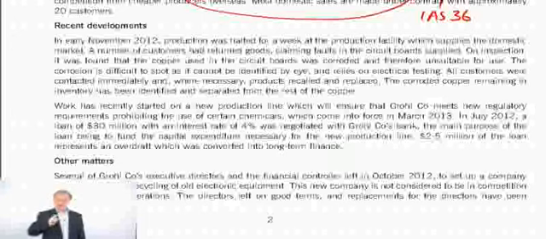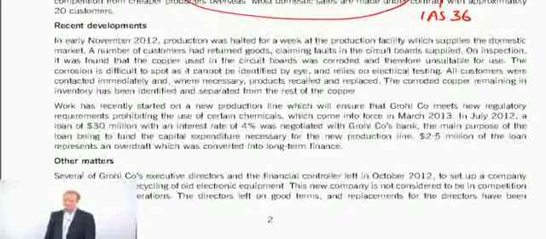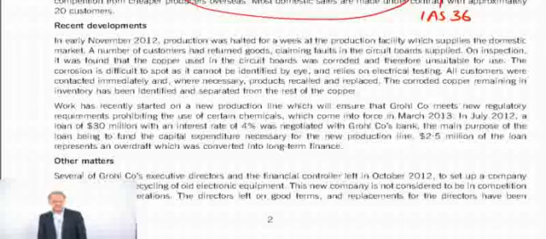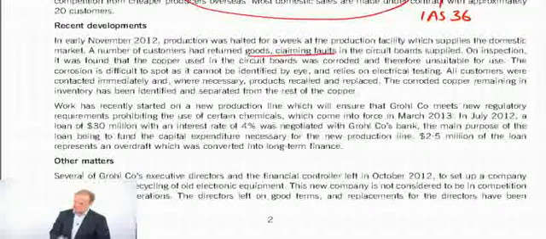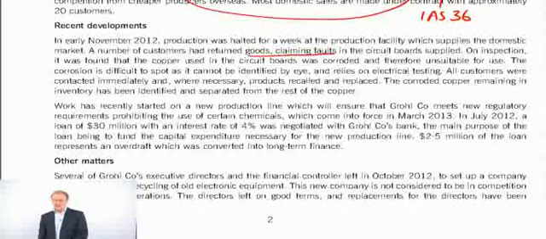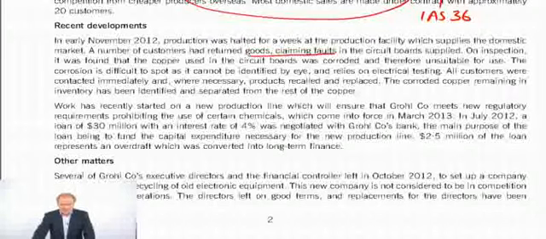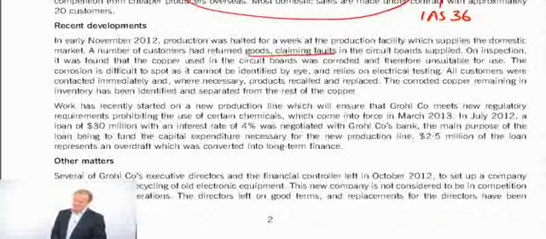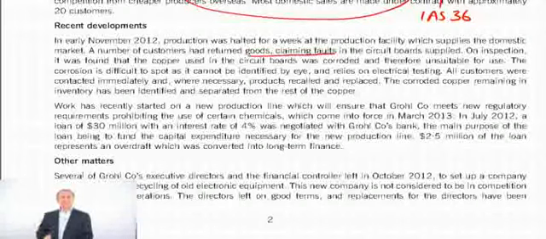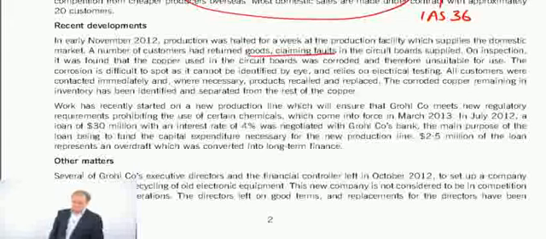In early November, before the year end therefore, production was halted for a week at the production facility which supplies the domestic market. A number of customers have returned goods claiming faults. Well, that's going to be inventory. And if they're claiming faults, they'll want their money back, which presumably means provisions for refunds and IAS 37 as well. On inspection, it was found the copper used in the circuit boards was corroded, therefore unsuitable for use. Well, that's what happens when you go to cheaper suppliers.